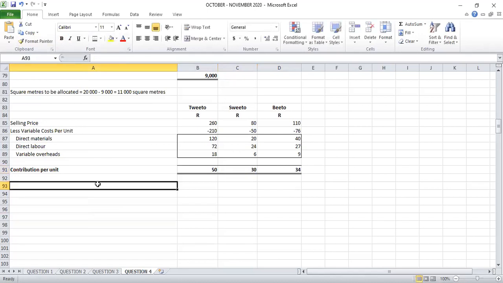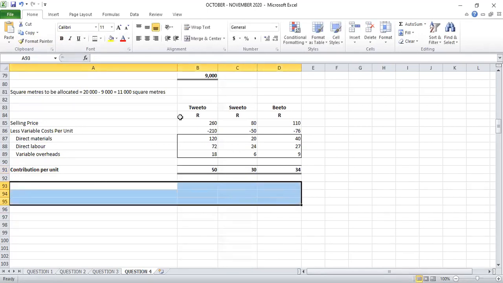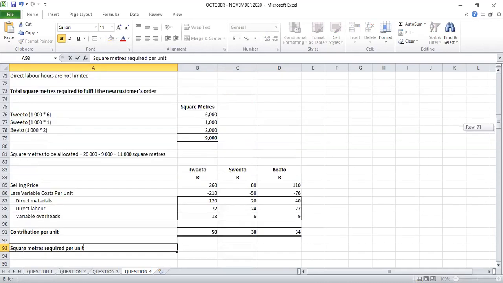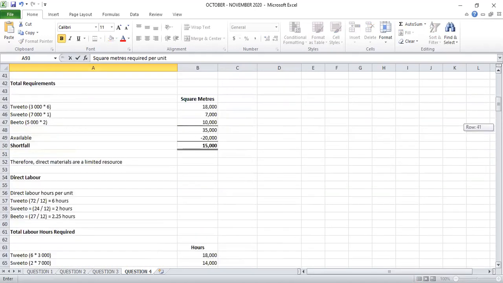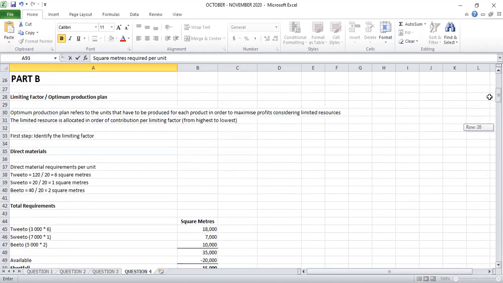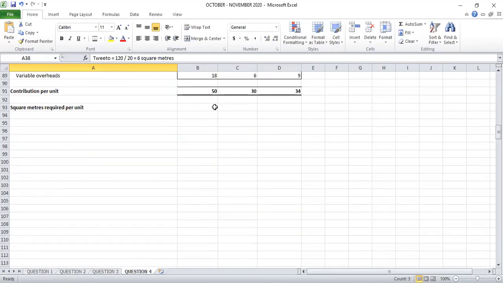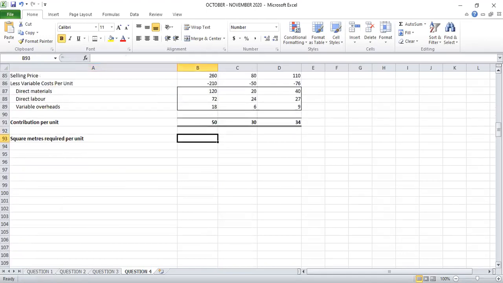Then we have to know which scarce resource, which one is our scarce resource. Our scarce resource is the square meters of material. So square meters required per unit. We have to take that into account because a product can give a higher contribution, but it might be using a lot of materials. So at the end of the day, it might not be as profitable as what we think. Right, the square meters required per unit, we calculated them here. We know that it's 6, 1, and 2. So that will be 6, 1, 2.